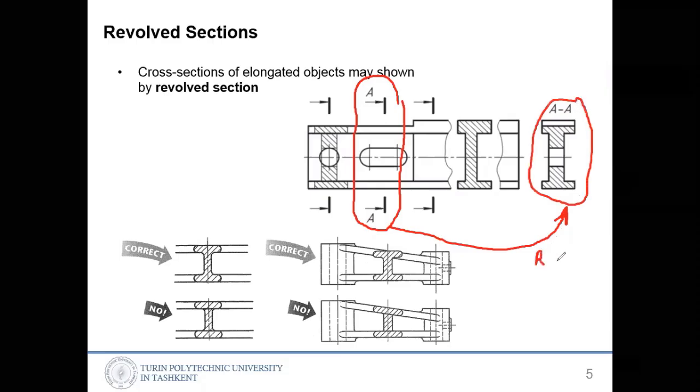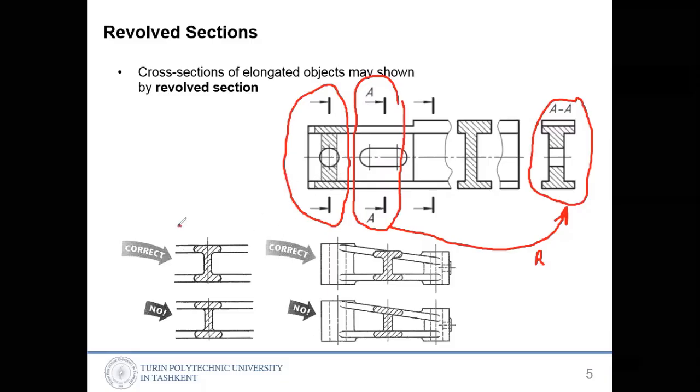Removed section. Similar to this one, just to eliminate this process, without having this kind of drawing on the side, you can do it without moving it. Just what you see here, you can draw inside with thin lines, and you can hatch it inside, like this. That is called revolved section. You're cutting and revolving 90 degrees and showing it.